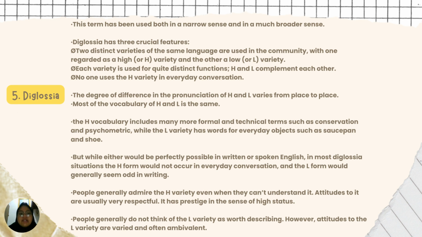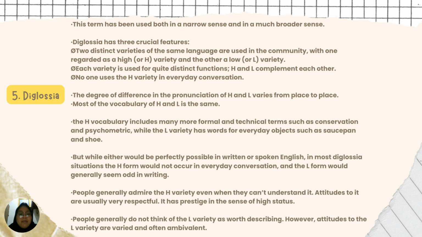The H vocabulary includes many more formal and technical terms, such as conversation and psychometric, while the L variety has words for everyday objects such as saucepan and shoe. So the H variety is used when you have a meeting or some formal agenda, and L is for an informal agenda. But while either will be perfectly possible in written or spoken English, in most diglossia situations, the H form will not occur in everyday conversation, and the L form would generally seem odd in writing.